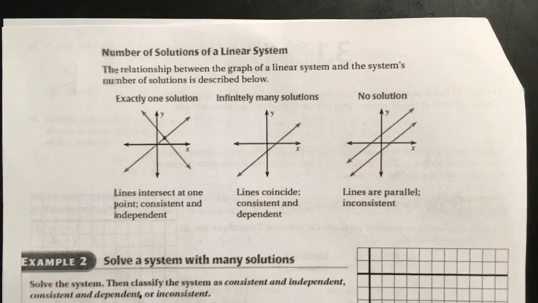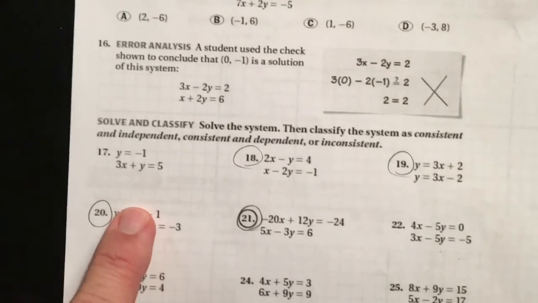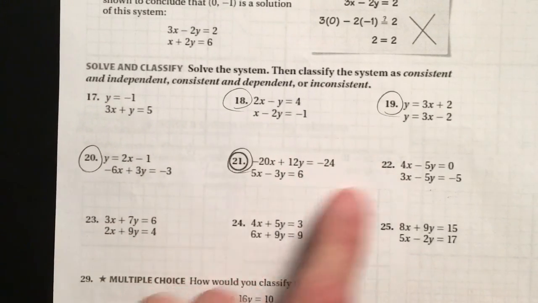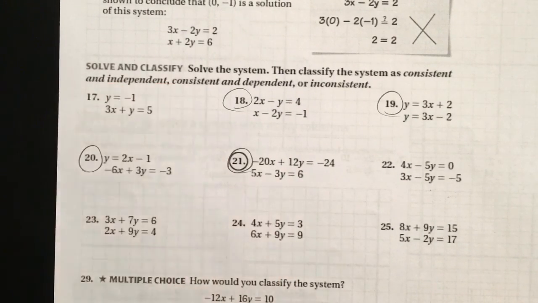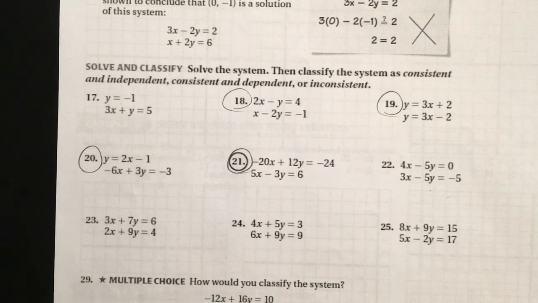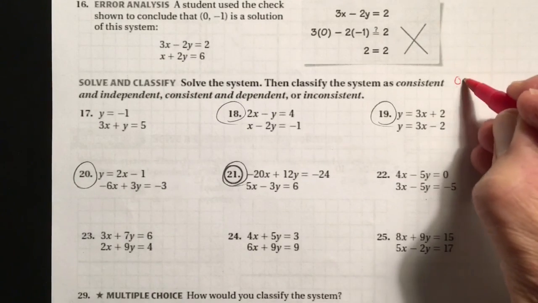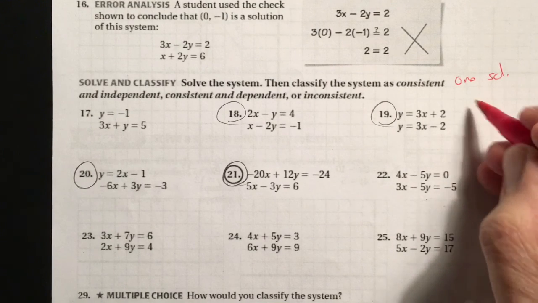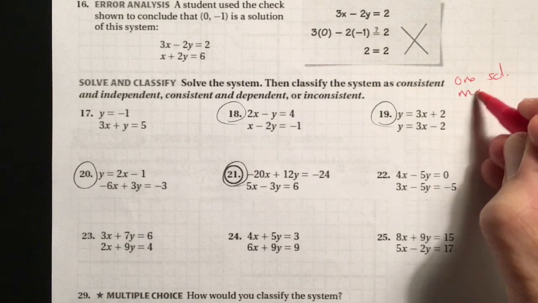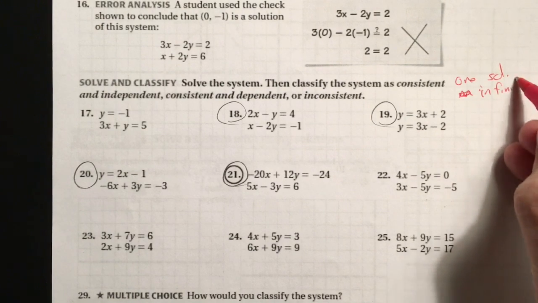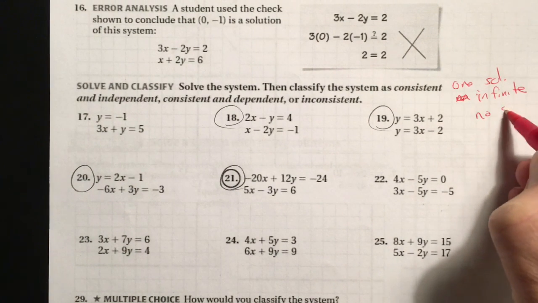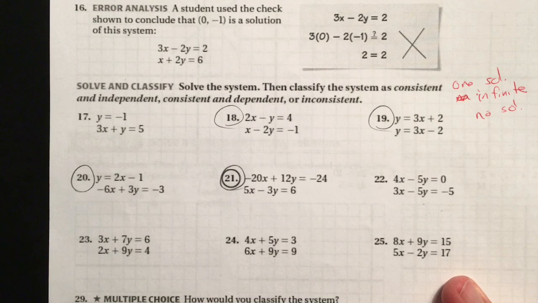Now in the same section, 3.1, if you go to the back page, for numbers 18 to 21, solve the system. Then classify the system as consistent and independent, consistent and dependent, or inconsistent. Let's just go with one solution, many or infinite solutions, or no solutions. So one, infinite, or no solutions.